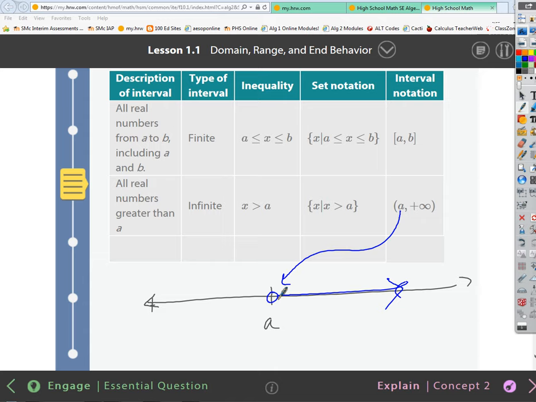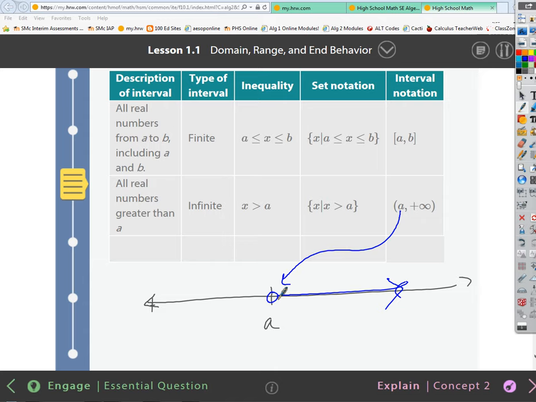Now, infinity's tricky. We use it a lot. We can use it a lot in this section. Is infinity a number? Not a number, is it? It really isn't a number. Sometimes we mistakenly talk about it like it's a number, but it's not. What does it mean? Yeah, just unlimited or unbounded, whatever word you want to use, but it just means it goes forever, right?